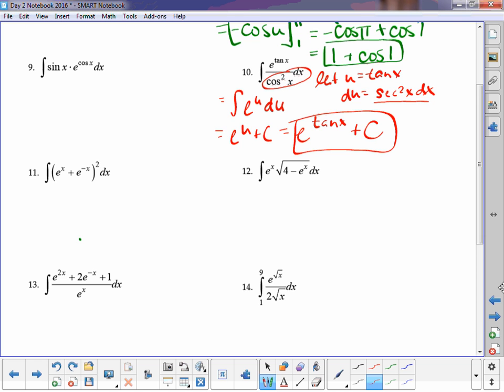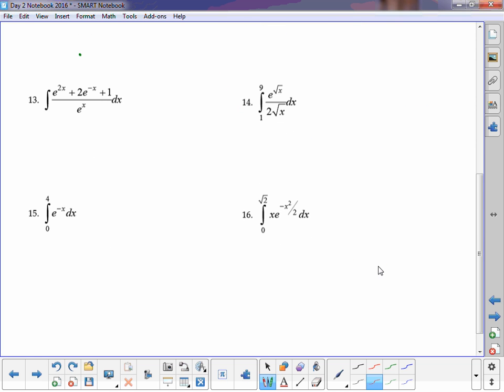What should the inside function be for this? Yeah, square root of x sounds good. And again, we should see that its derivative is represented somewhere. So let u be square root of x. What is du going to be then? Good. 1 half x to the negative 1 half dx.